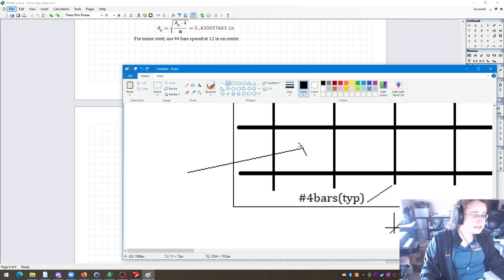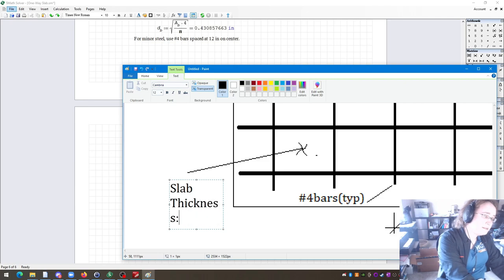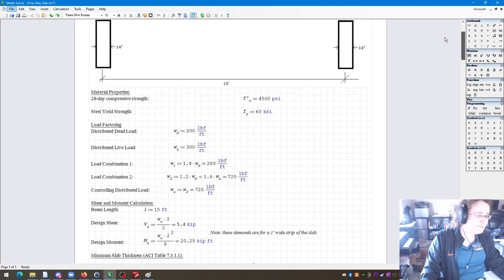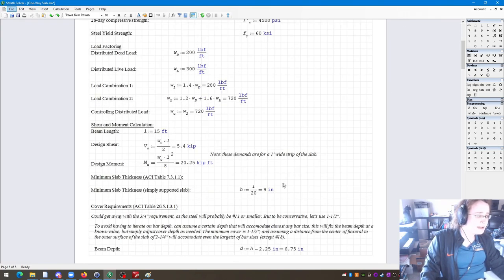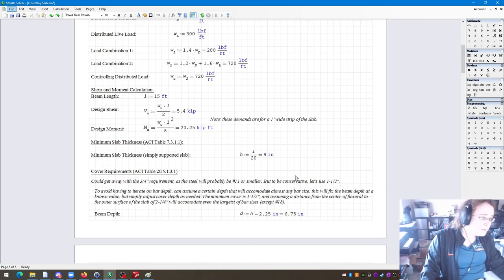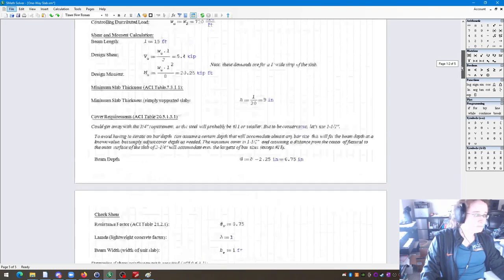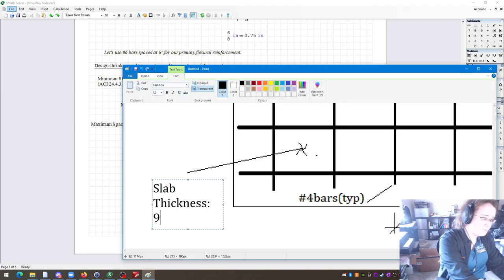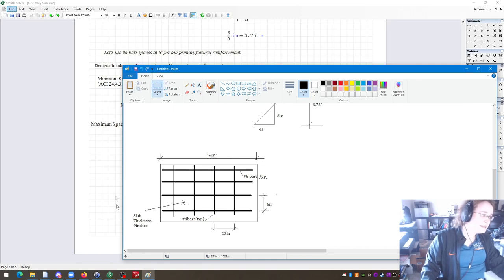Something to indicate that we're applying to an area. And then the slab thickness, not the depth, the thickness, the h. That slab thickness, we are using not the minimum value, but we did assume the minimum value of 9 inches, which is not completely unreasonable, but a decently thick concrete slab. And I will go ahead and copy paste this into this calculation sheet.